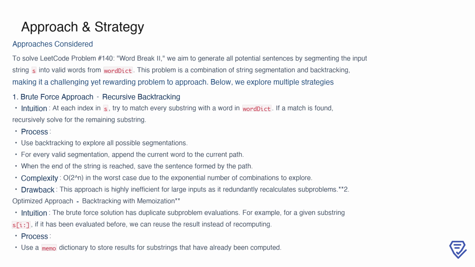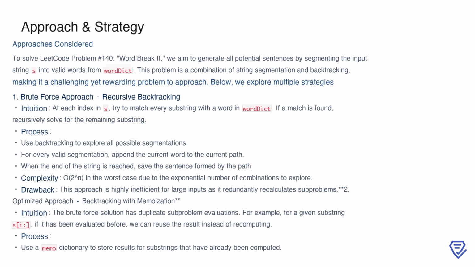To approach problem number 140, Word Break 2, we need to generate all possible sentences by segmenting the input string S into valid words from the dictionary wordDict. This challenge combines string segmentation with backtracking, making it both intricate and rewarding to solve. First, let's discuss the brute force approach. The intuition here is simple.